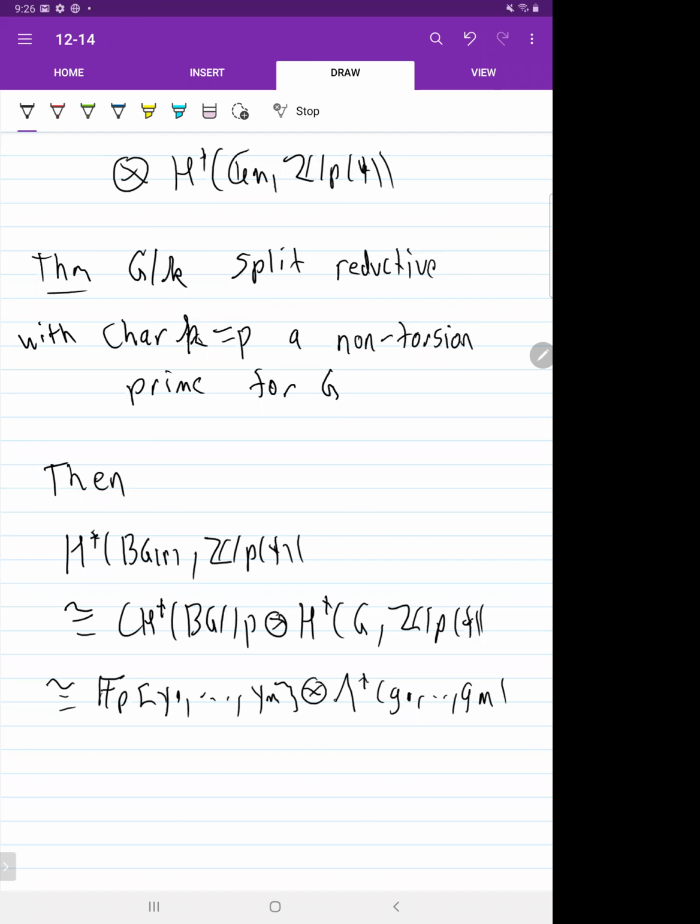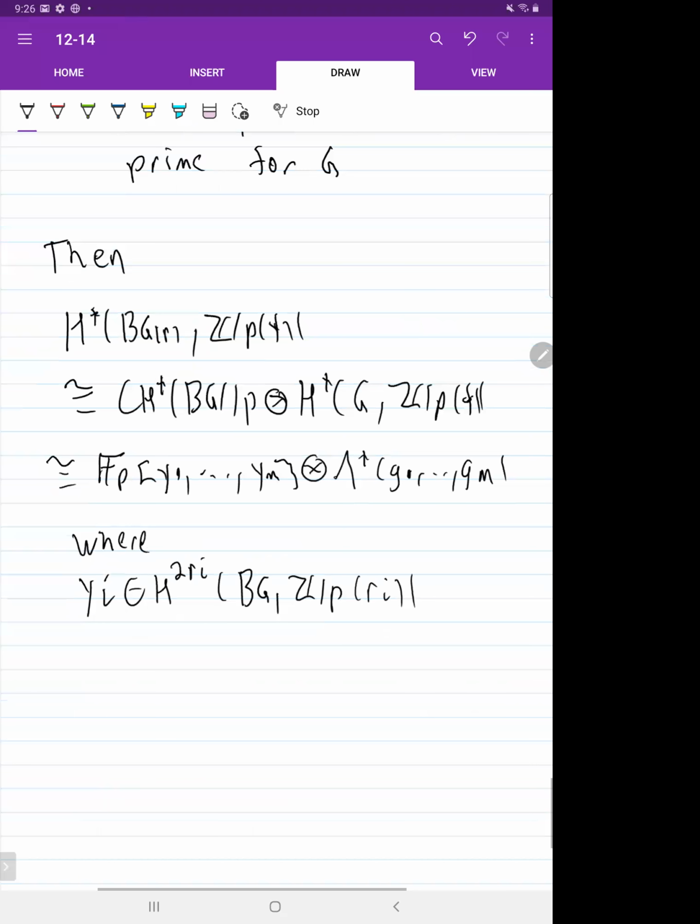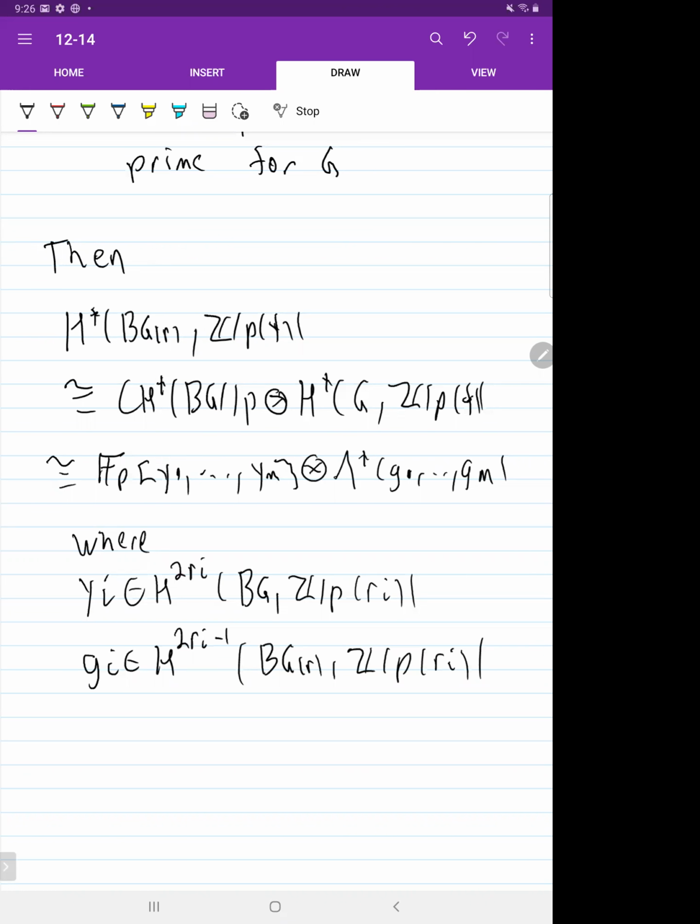Let's see, where y_i is in degree i in the Chow ring, so it's in bidegree (2r_i, r_i). And g_i is in bidegree (2r_i - 1, r_i). Where r_i is a fundamental degree.